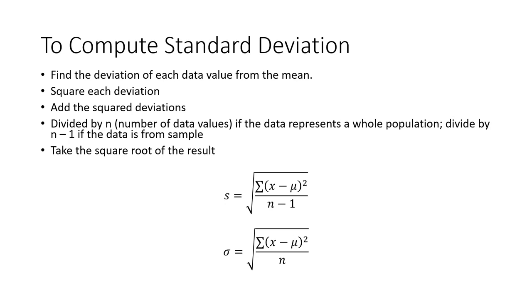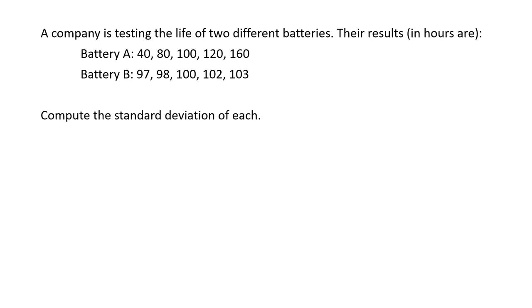I should mention there are two different formulas on the screen, though. We actually just divide by n if our data set represents a whole population, or like data from a census. So if our data set describes everybody that we want to understand, we would just divide by n. But if our data set comes from a sample, just a select group, it turns out we have to divide by n minus 1. All right, so let's go back to our two different batteries, and let's see if we can compute the standard deviation of each.